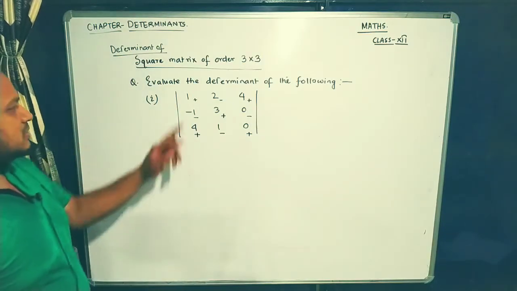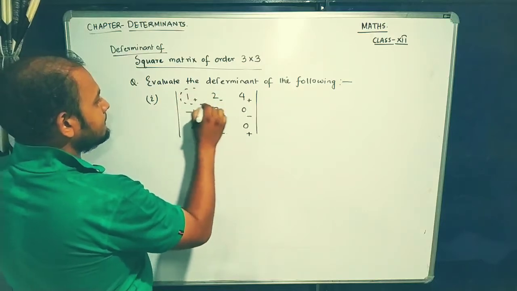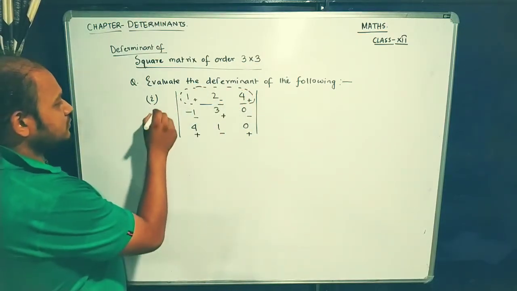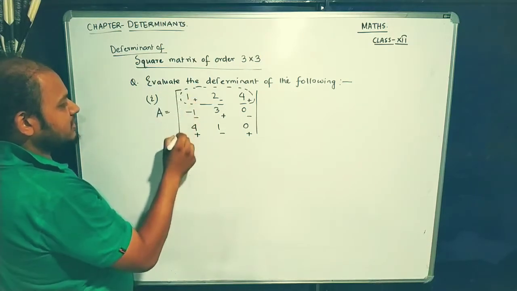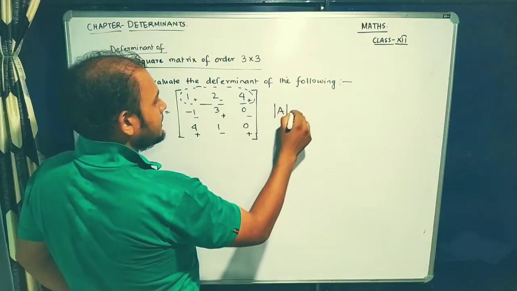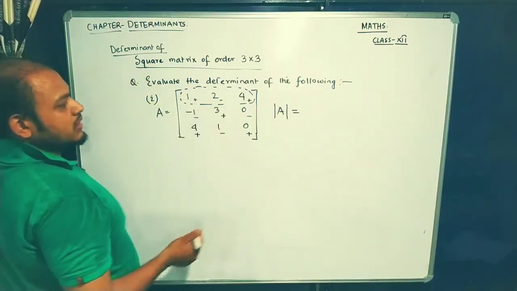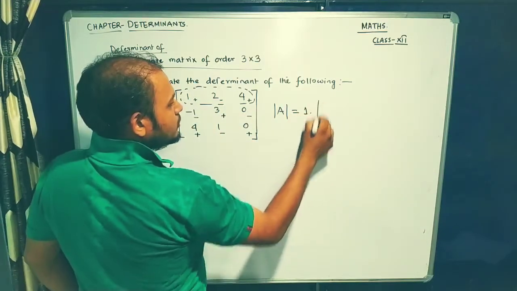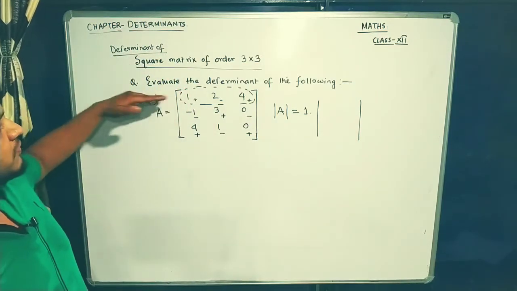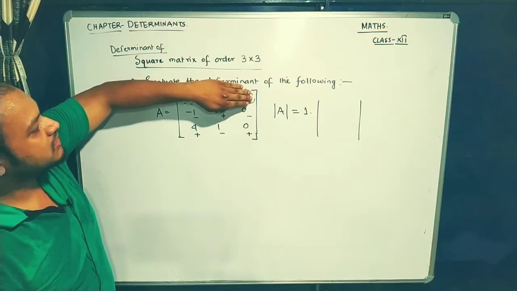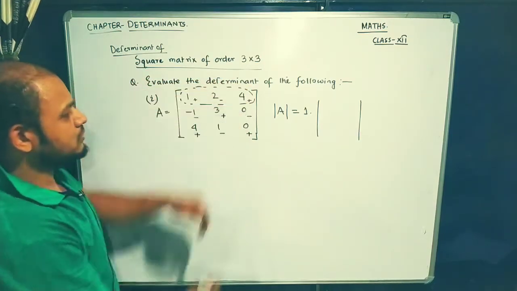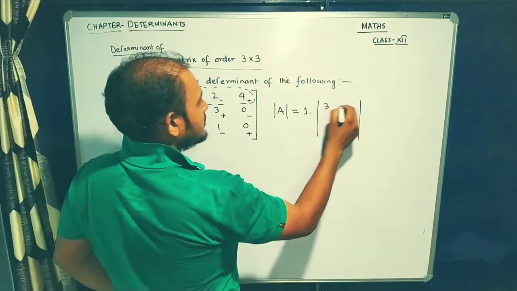Okay, so let us select the first row and expand using the determinant. So if this is matrix A, then determinant of A will be equal to, the first element is 1 into the determinant. Hide the row and column. So 1 belongs to the first row, first column. So hide the first row and first column. What do you see? Do you see these 4 numbers? So place these 4 numbers here.